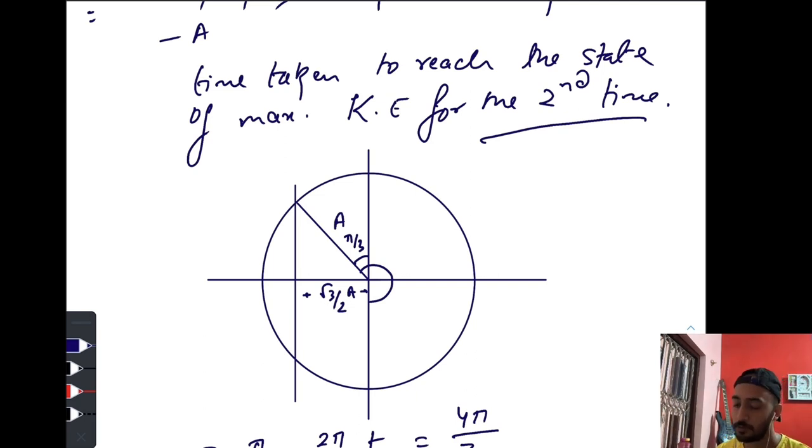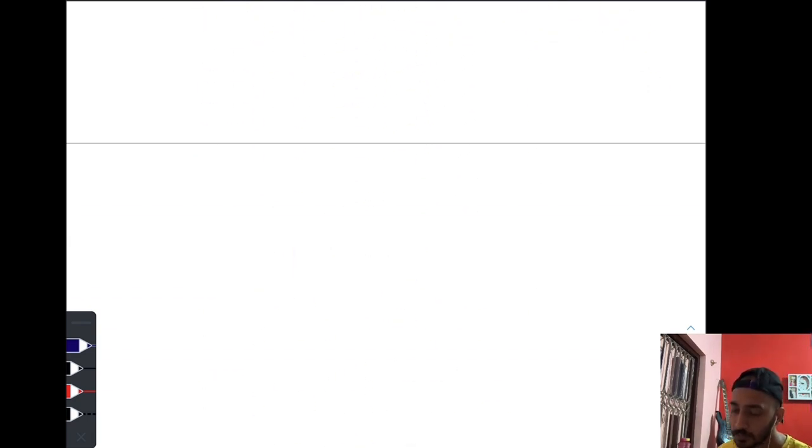Please do not worry about that. You just need to keep your fundamentals strong and just try to retrieve the data from the question. Okay, we can solve similar kinds of questions using a phasor diagram.